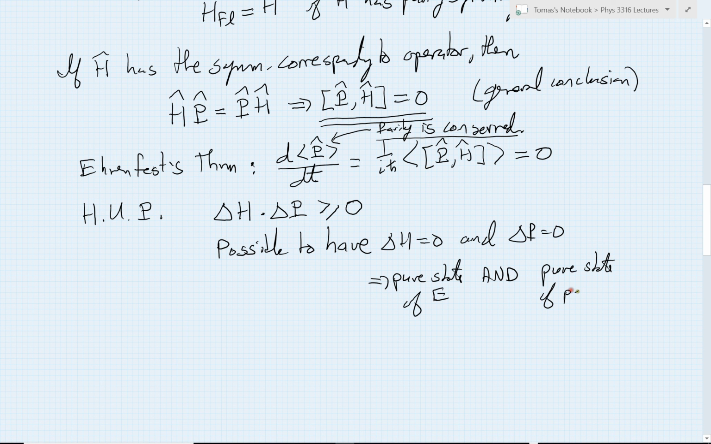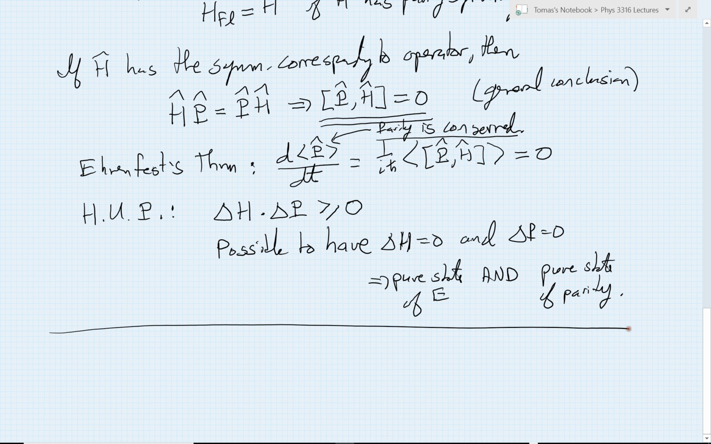And it's very gratifying to see that this is possible, because actually, if you think about it, this is what we're trying to prove has to happen, right? We're trying to prove that the pure states of energy are pure states of parity, namely even or odd. So at least we know it's possible. Now, so much then for our general considerations that would work for any type of symmetry.